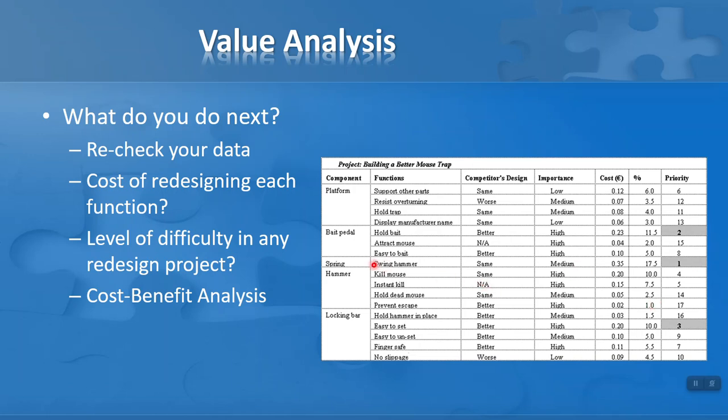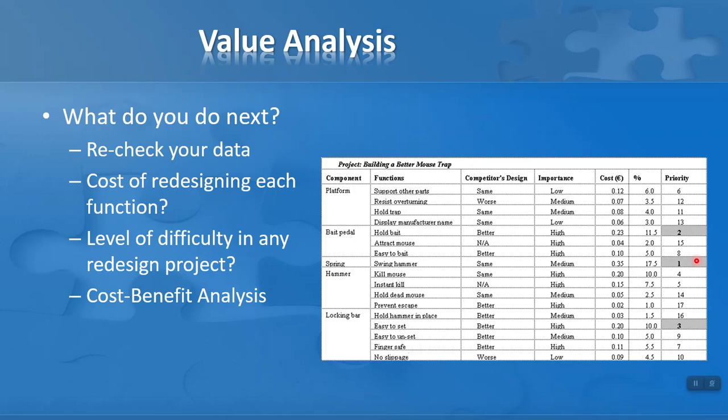Our number one priority, which is the spring component with the swing hammer function, which represents 17.5% of our total cost, might actually cost a huge amount of money to redesign. Maybe you have redesigned it already and reduced the cost, and it may not be possible to reduce it further. Maybe you're relying on the spring from a third-party manufacturer. Maybe you can go to a different supplier and get a cheaper spring. But that could have an effect on your comparison with your competitor's design. So there's a lot of things to consider in here.